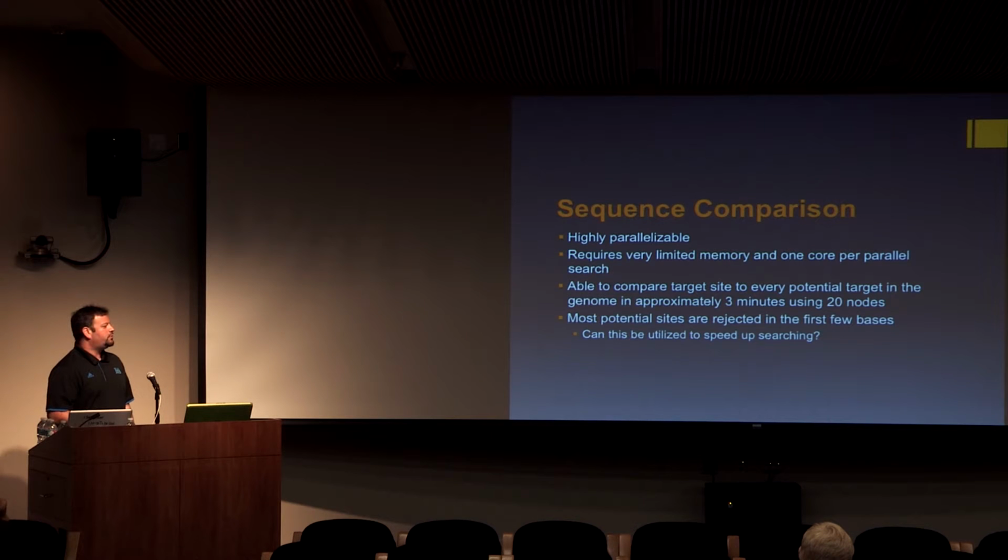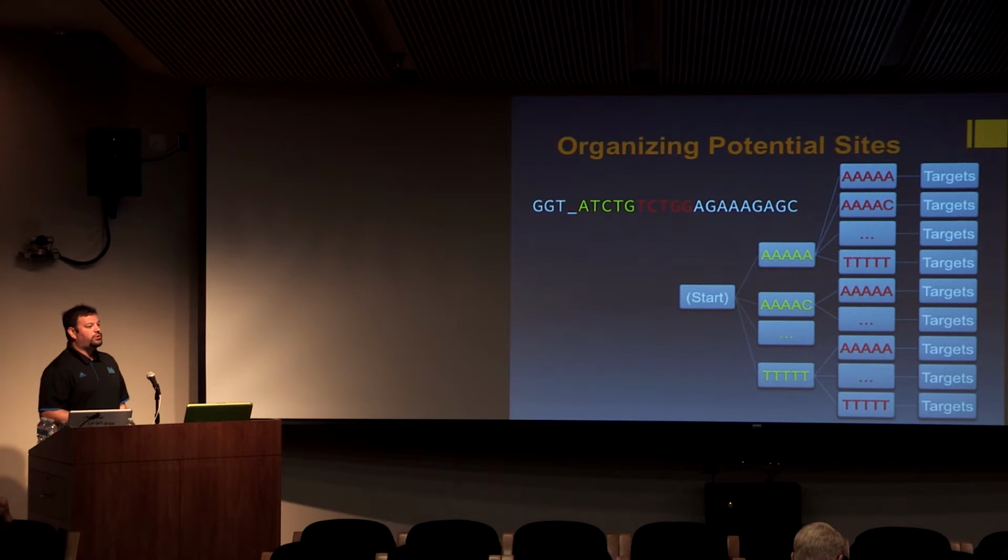So acceptable, but I figured there was probably a chance I could do even better because most of the potential sites were rejected within the first couple bases. So I figured I could use this to speed up the searching, and I did that by essentially building a tree structure. At level 1 of the tree, I have just the first 5 bases following the PAM site. Level 2 of the tree is the next 5 bases. And so now instead of searching every site, I can disqualify over 99% of the sites just based off of which target bin they fall into by their position on the tree.